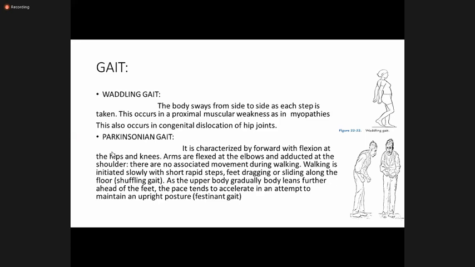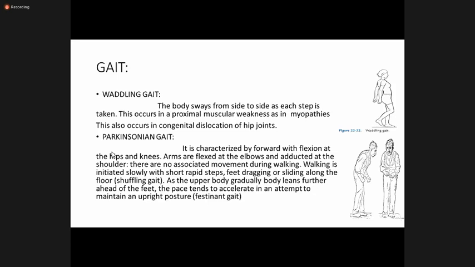Parkinson gait. Okay, Parkinson gait is characterized by a forward stoop with flexion at the hip and knee; arms are flexed at the elbow and adducted at the shoulder. There are no associated movements during walking. Walking is initiated slowly with short, rapid steps, feet dragging or sliding along the floor.